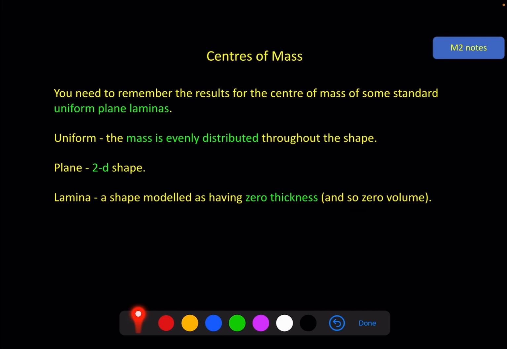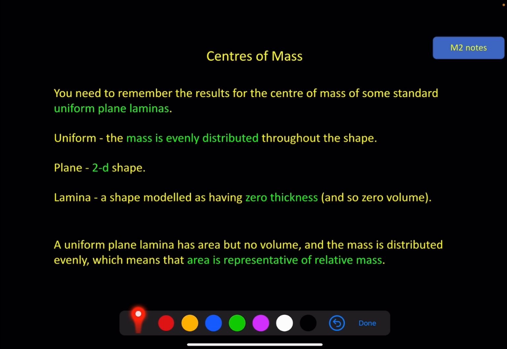So as indicated here, one of the consequences is that a uniform plane lamina has area, but no volume. And the mass is distributed evenly. These two things together mean that the area is representative of relative mass. Let's quickly discuss this a little bit. So something in real life that is kind of close to a lamina is a piece of paper.